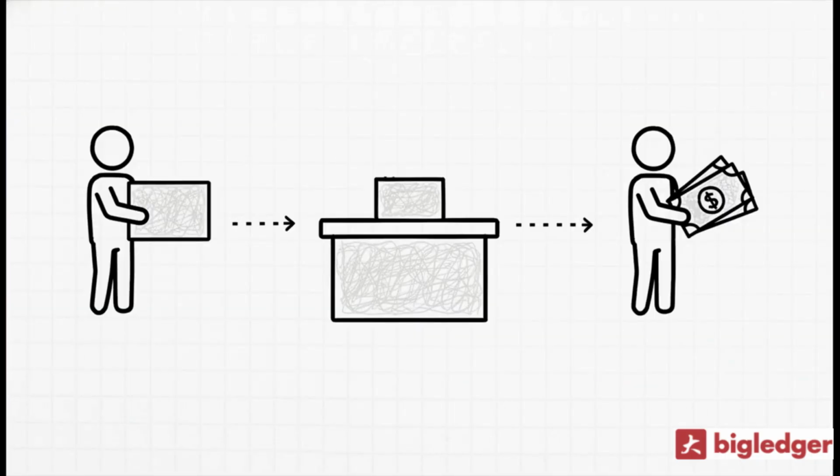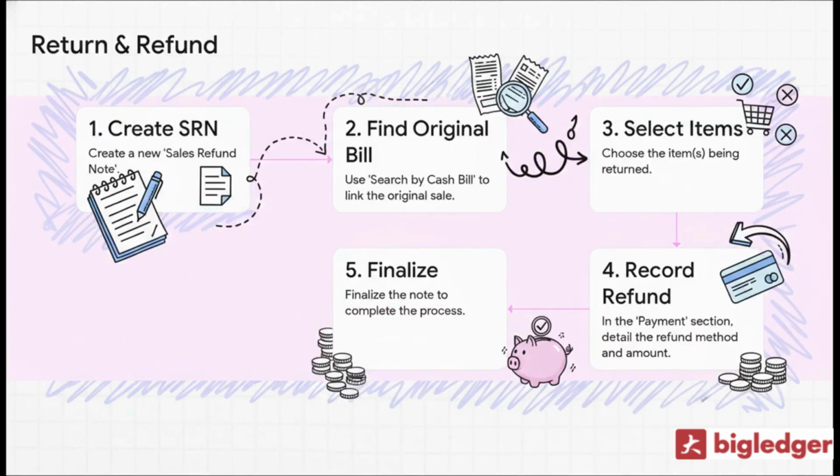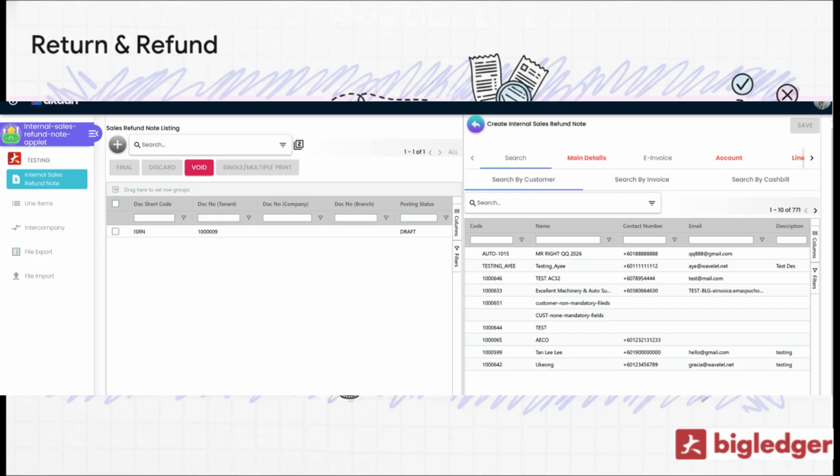All right, last scenario. What about a straight-up return for a refund? That needs a special document. You'll use something called a Sales Refund Note. This one document handles both the item return and the money. It's a really clean process. You create the note, link it back to that original bill, and then finalize the refund.